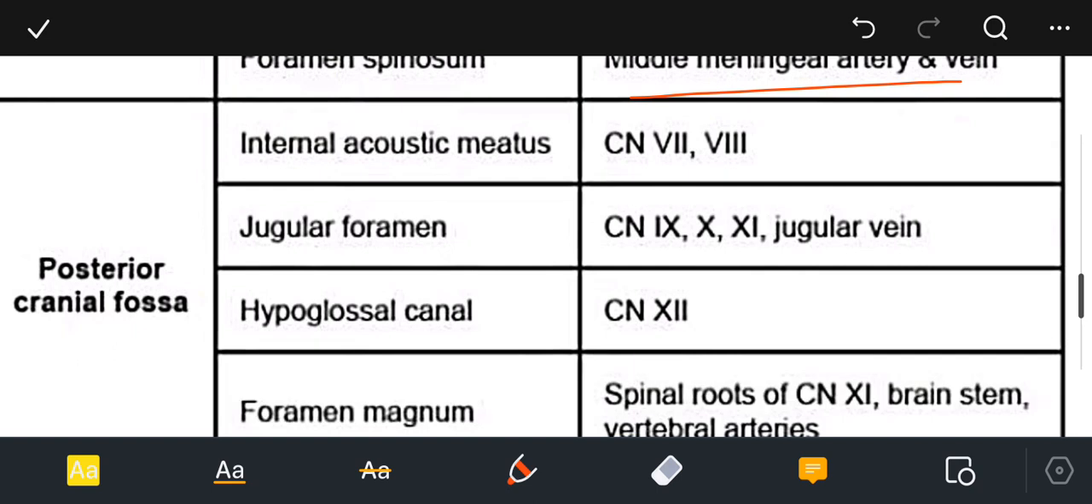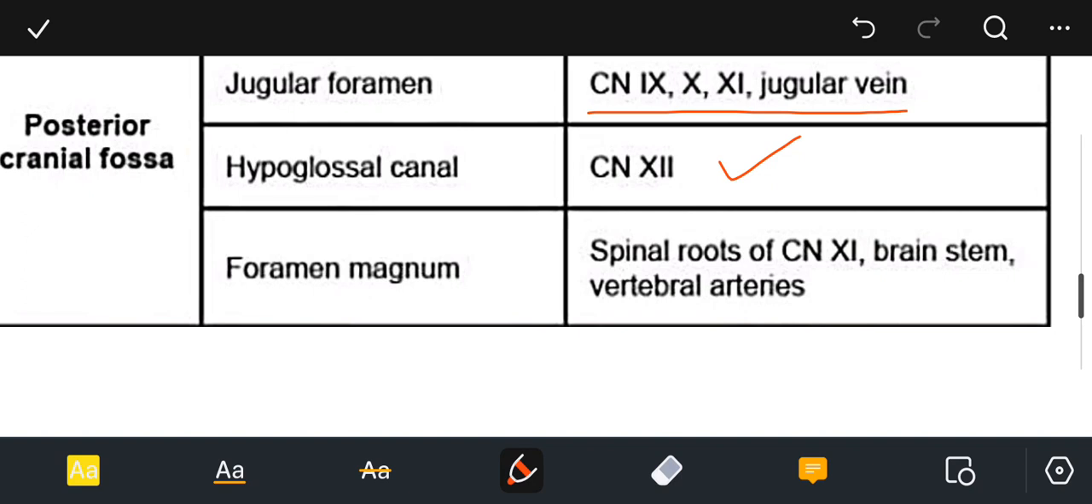The posterior fossa has internal acoustic meatus that houses cranial nerve 7 and 8. The jugular foramen that contains cranial nerve 9, 10 and 11 and jugular veins. Hypoglossal canal contains cranial nerve 12. The foramen magnum contains spinal roots of cranial nerve 11, the brainstem and the vertebral arteries.